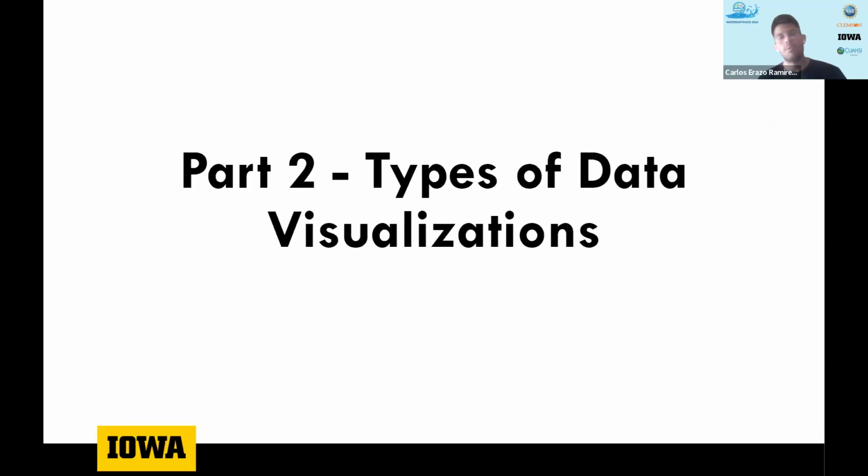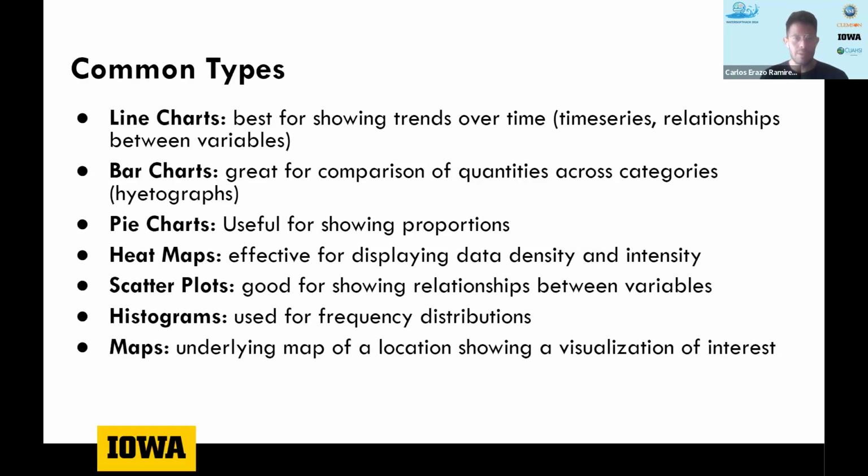Okay, so now I'm going to go into the different types of data visualizations. So we all know about this one: line charts, pie charts, bar charts, heat maps, scatter plots, histograms, maps. All of them are being used across different things. A bar chart is great for comparing quantities, like hyetographs. So if you have a rainfall event, and you want to compare different rainfall events, put it in a hyetograph, which can show you those differences in volumetric data.